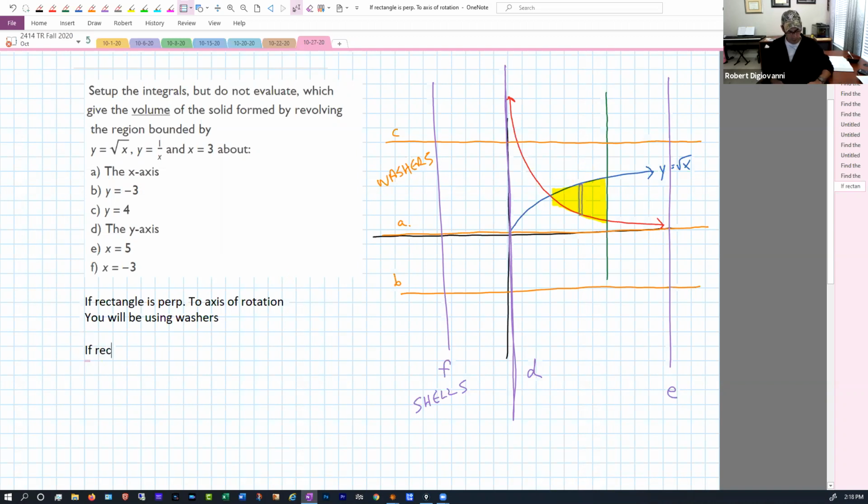If the rectangle is parallel to axis of rotation, use shells. So in the purple cases, notice that your rectangle runs parallel to your axis of rotation. That's a good way to kind of remember which method you're using. Parallel, shells, right? Perpendicular, washers.